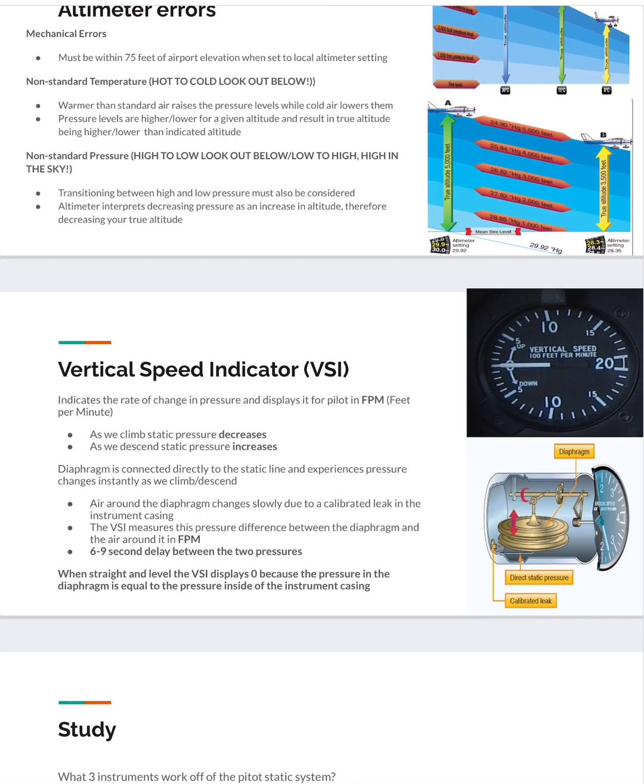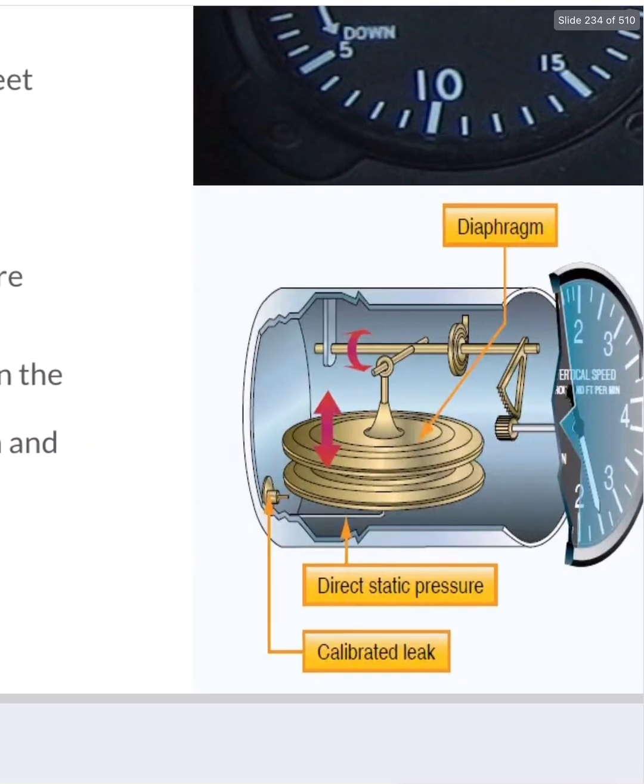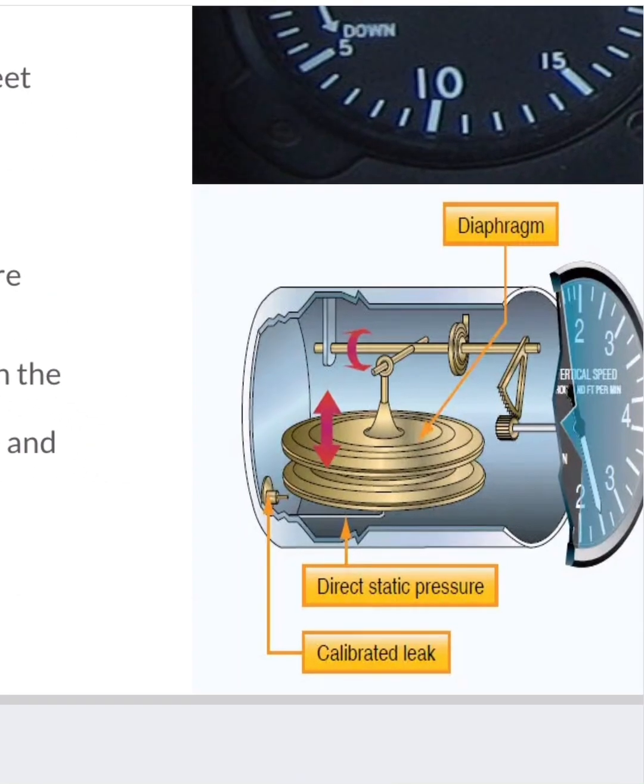As we climb, static pressure decreases. As we descend, static pressure increases. So let's look at the instrument here. Again, we have a diaphragm that's connected directly to that static port. So as the air pressure outside is changing, so is the air pressure inside of the diaphragm. Now we also have the instrument casing connected to the static port as well.